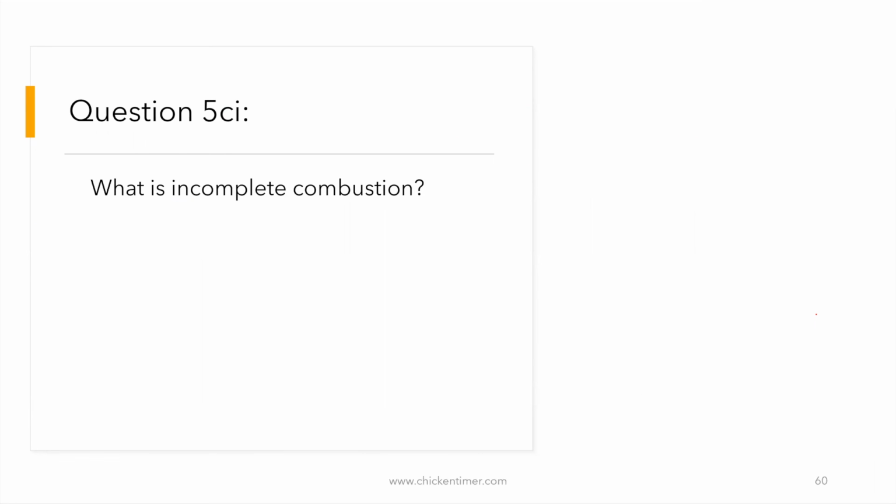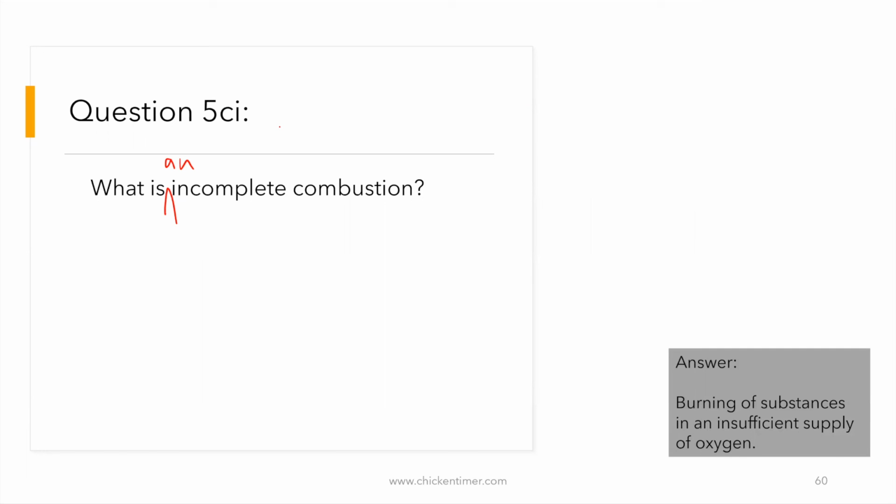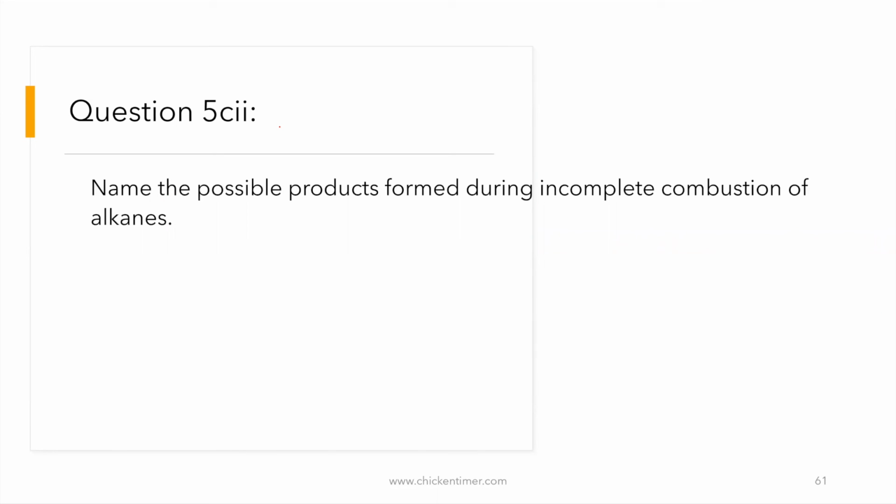What is an incomplete combustion? It's when there is not enough oxygen. It's the burning of a substance in an insufficient supply of oxygen. This one is for interest's sake only, they will not ask for this definition. Name the possible products formed during incomplete combustion of alkanes. 3 things. Soot, carbon monoxide, and water.